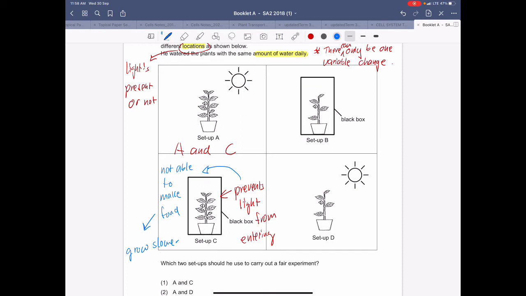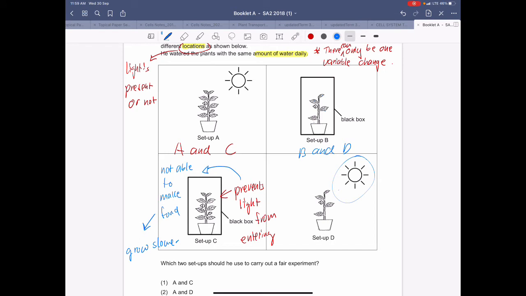Now my next question to you is setup B and D, can you use it or not? Any issues? Yes. Can. Why? Because same number of leaves. 1, 2, 3, 4. 1, 2, 3, 4. No issues. I can use setup B and setup D, sorry. Can use what? One got sun, one don't have.